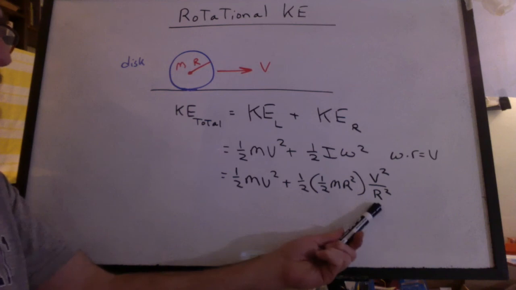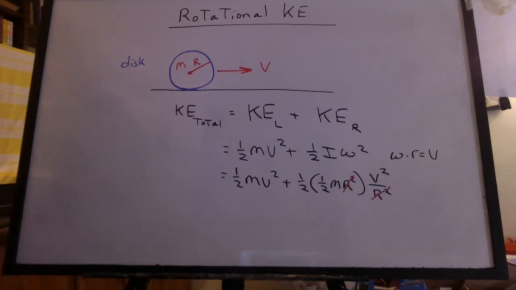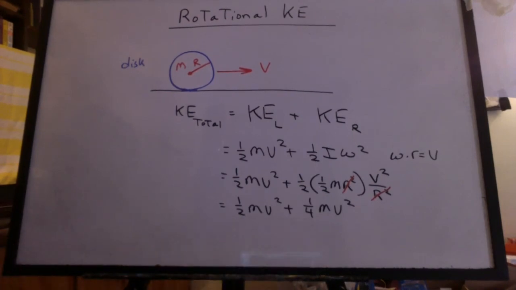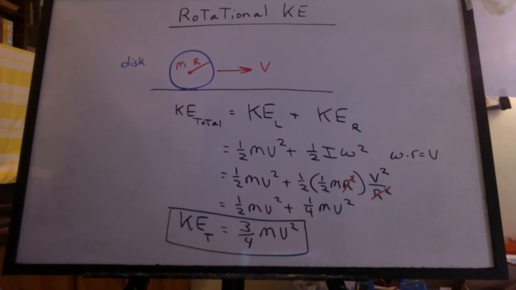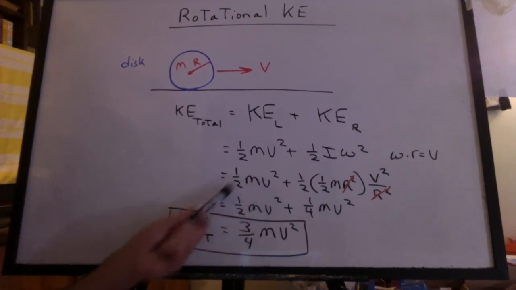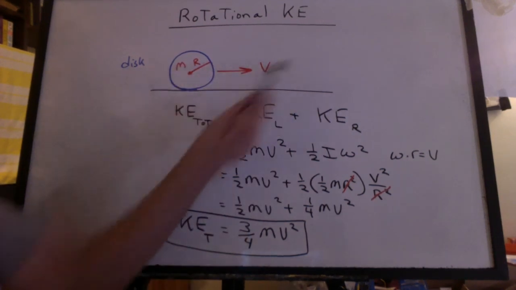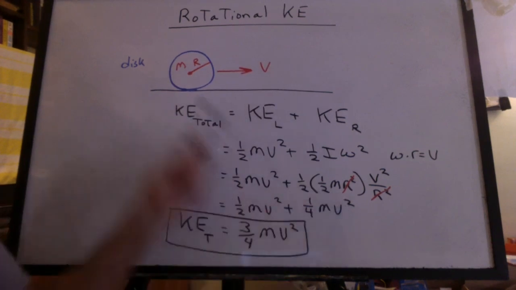Anybody see what's going to happen with the radius? How about 1/2 times 1/2? Now we're getting somewhere. And there's your total kinetic energy. So this is the amount of energy due to the object moving forward. This is the amount of energy due to the object rotating.